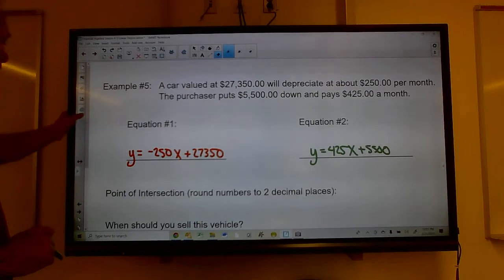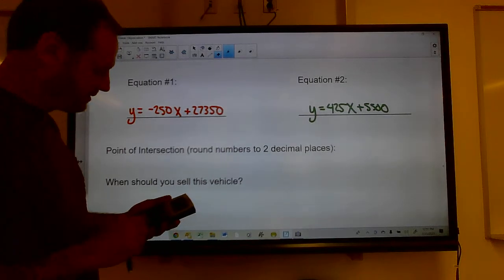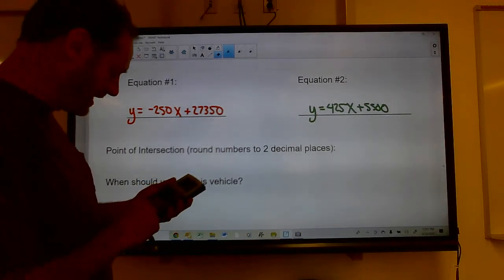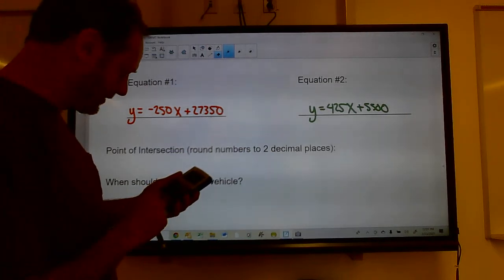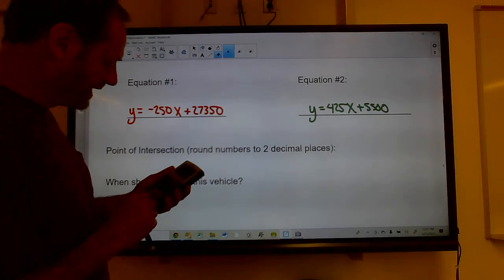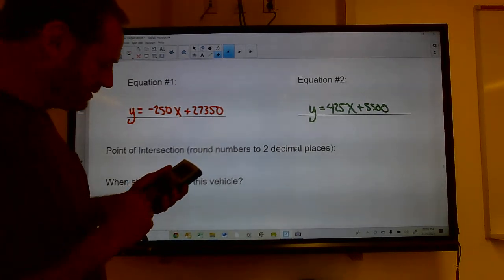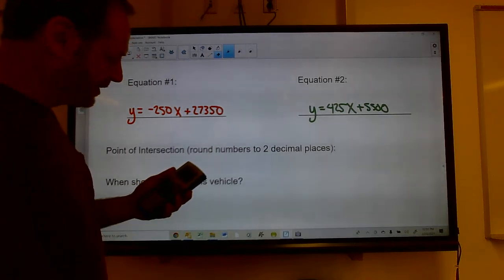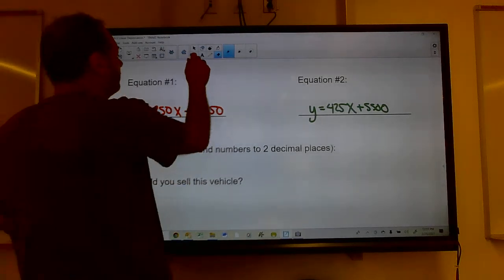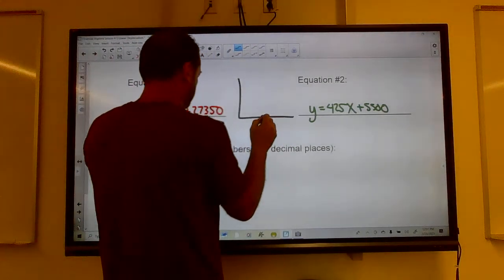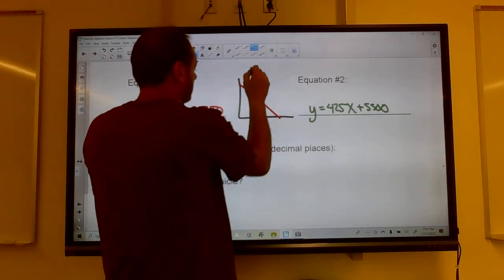Okay, easy. So I go into my y equals. My first one is negative 250x plus 27,350. My second one is 425x plus 5,500. I can probably use the same window. So I hit graph, and sure enough, it gives me a graph that looks like this, and like this.